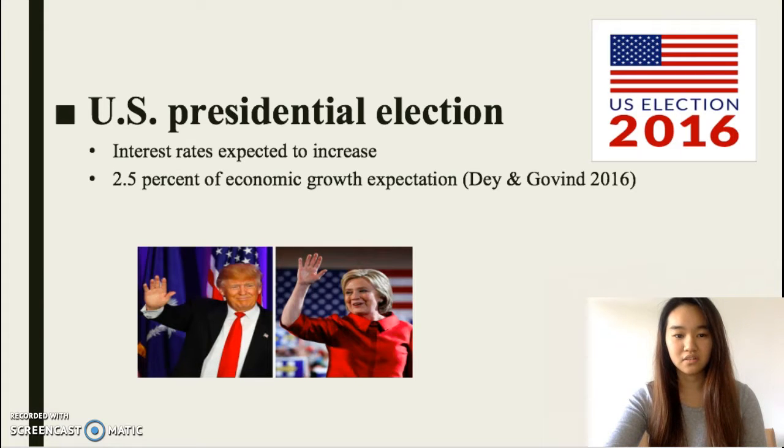US presidential election. Interest rate is expected to increase after the US presidential election due to the improving economic growth. There's also an expectation of 2.5% economic growth after the election. If interest rate is really increased in the future, then it would put upward pressure on the exchange rate.